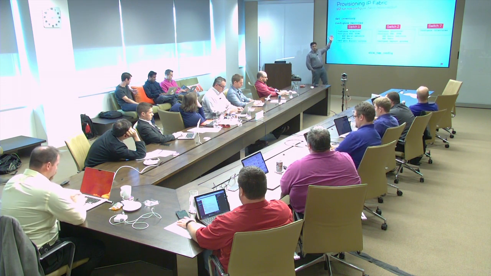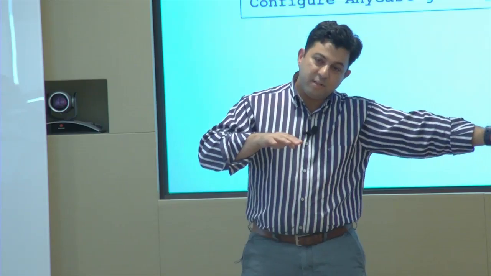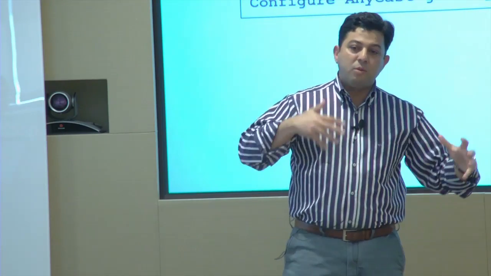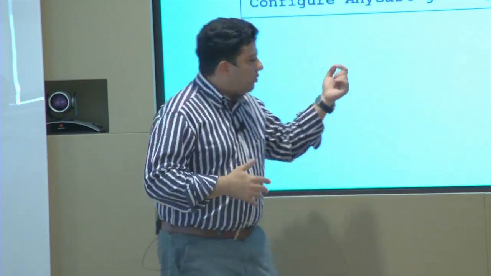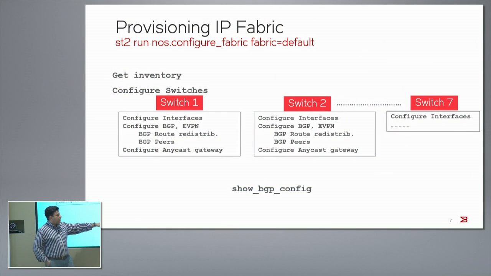Okay, this slide real quick shows you, when we start provisioning through the workflow once the inventory is added, all the switches are provisioned in parallel. So all these seven switches, what you will see is that interface is being configured, BGP is being configured, BGP EVPN is being configured, all of them almost in parallel. That's a point I wanted to highlight here. And when eventually everything is done, the workflow returns with a nice view of your BGP configs.